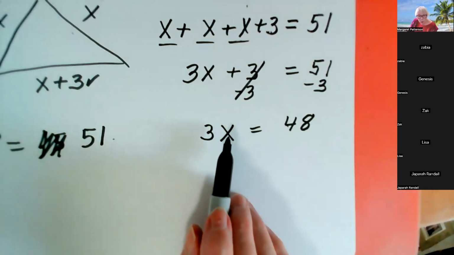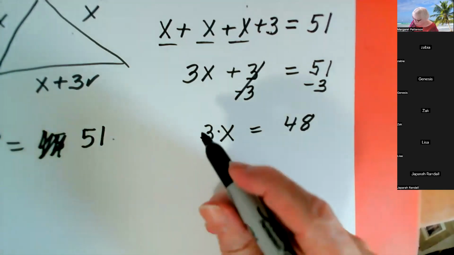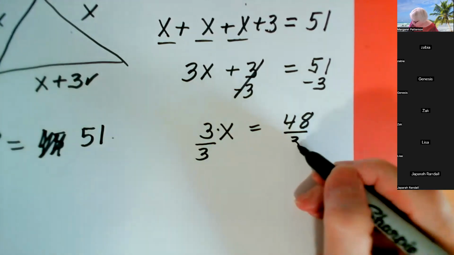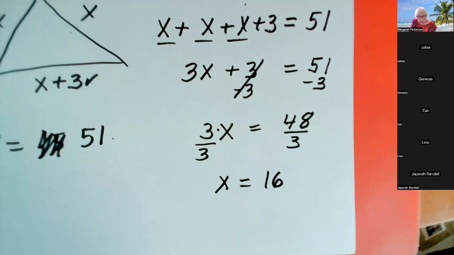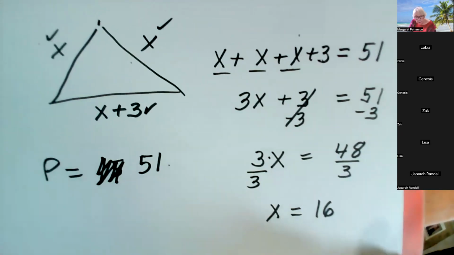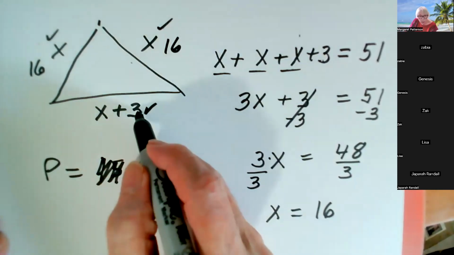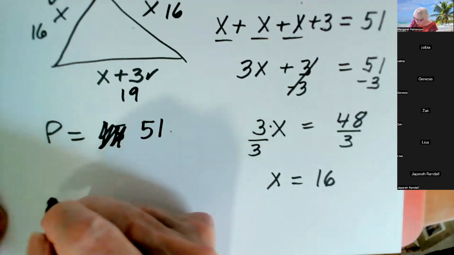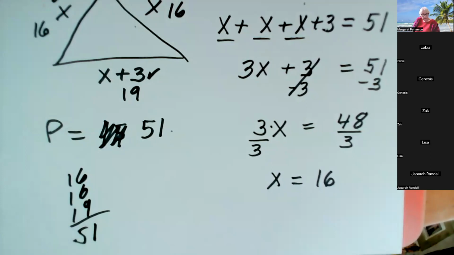We now have what I call a one-step problem. There's just one thing to do. It's 3 times x, divide. And it turns out that 3 into 48 is 16. You can do it out. And you could see it if you had a minute to check it. If this was 16 and this was 16 and this is 3 more than that, that would be 19. If you added those numbers, 16, 16, and 19, guess what you're going to get? You're going to get 51.